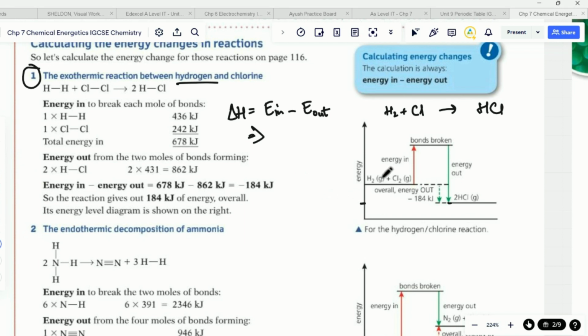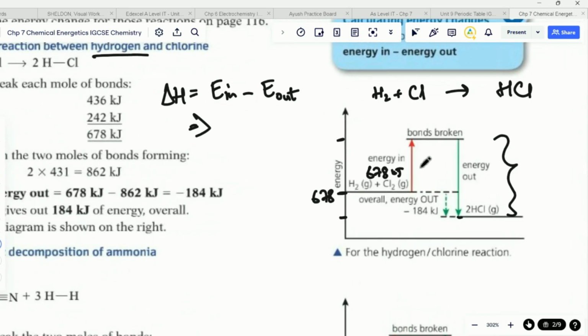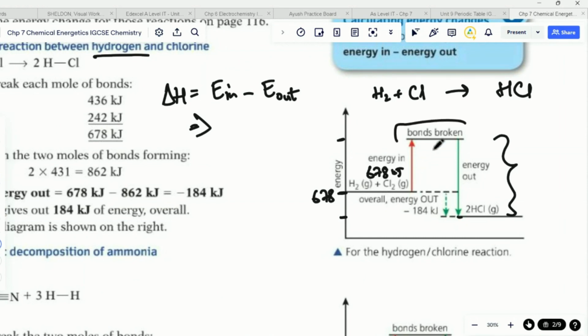Over here, they would write, for example, 678 kilojoules. And in this part, they would write what? Energy out. The total energy out. This whole thing is what? How much it is? This is the activation energy part. Do you see this part? The bond is broken over here. Energy is taken in over here. They won't write it here like this. The total energy required for these two to react with each other was how much? 678. And the energy that was taken out was how much? 862. Here it is.